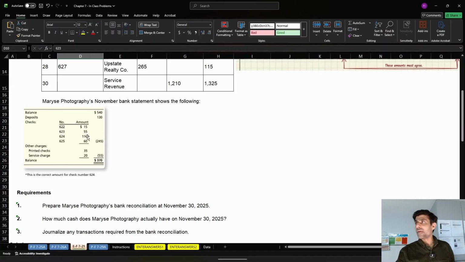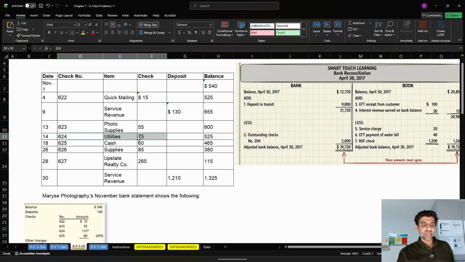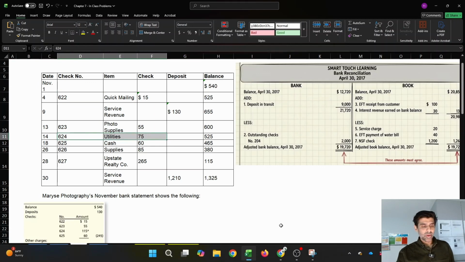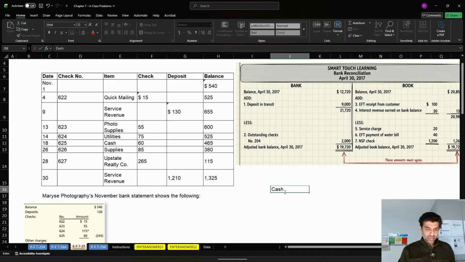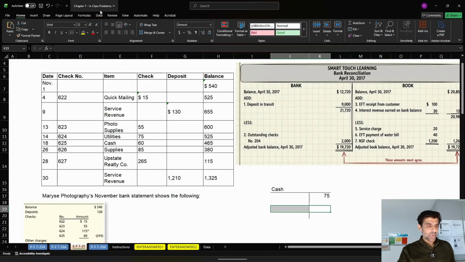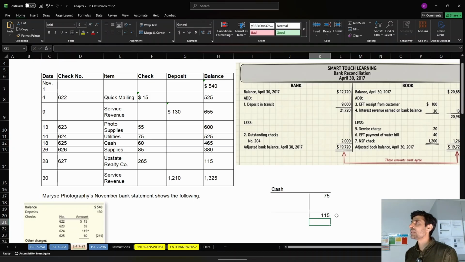And I also see this error. If you saw this little star, it says this is the correct amount for check number 624. So $115 should have been the amount for 624, but in my accounting books, it's only 75. So basically in my accounting books, it's a subtraction, right? This is the amount that I'm paying out. So I had $75 as a credit, but really, here's a little more practice with T accounts, it should be 115. So what do I have to do to cash to correct for that?